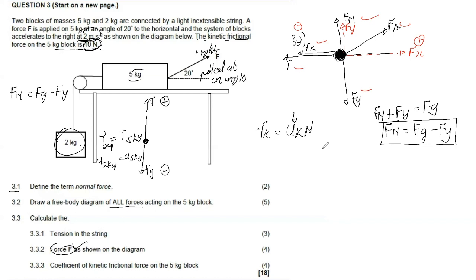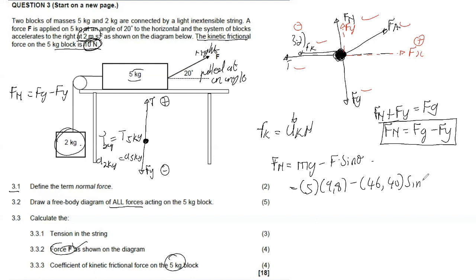Okay, so now to calculate the normal force, let's first calculate the normal force. This will be mg minus F sine theta. And then our mass, remember, is for the 5 kg. So 5 times 9.8. And then the force, we just calculated it in the previous question, 46.40, and then sine 20 degrees. Now, all you have to do is punch all this into your calculator. So it's supposed to be 33.13 newtons, excuse me for that.